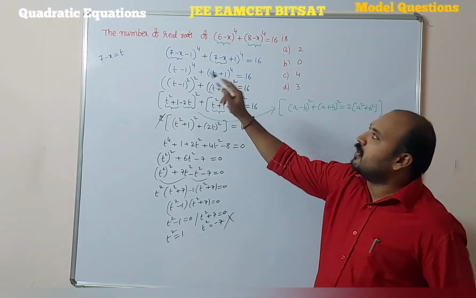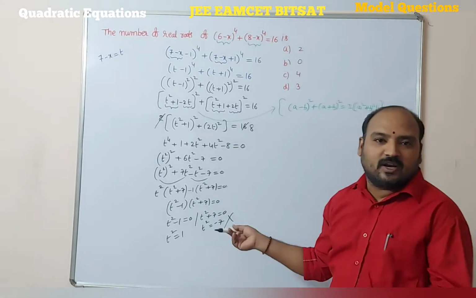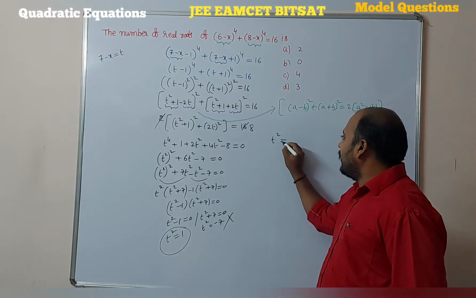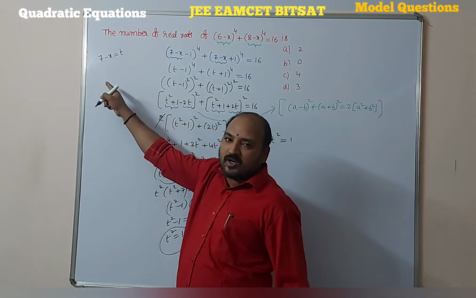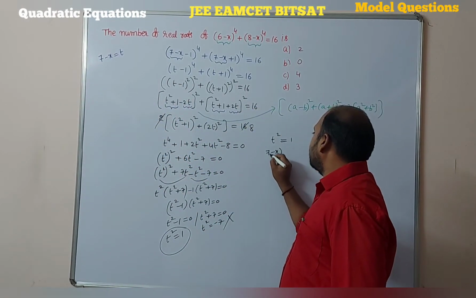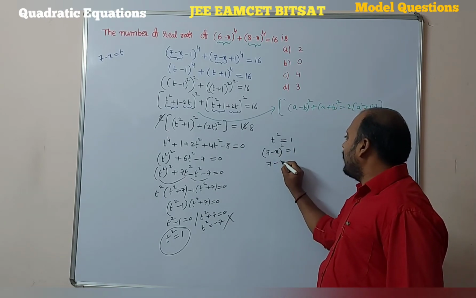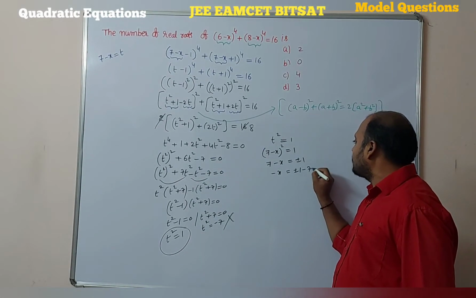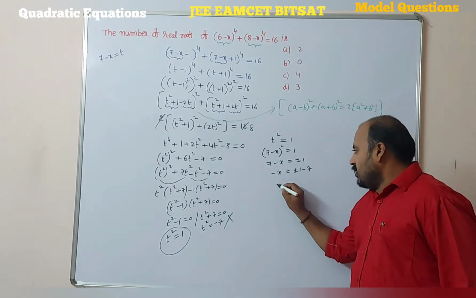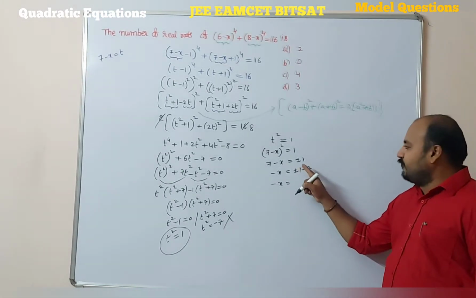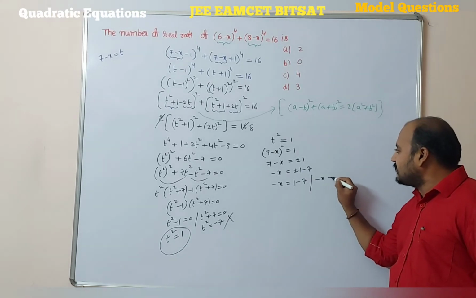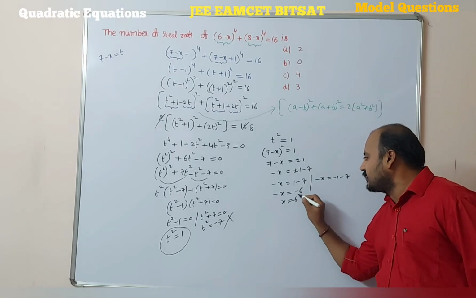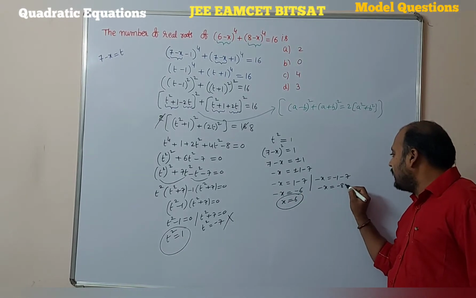So they are asking the number of real roots. We cannot get it. t² equal to minus 7 is not a real root, it won't come. So what are the real possibilities? t² equal to 1. Here t is equal to 7 − x. (7 − x)² is equal to 1. 7 − x is equal to plus or minus 1. So −x is equal to plus or minus 1 minus 7. Taking plus, −x is equal to 1 − 7, and taking minus, −x is equal to −1 − 7. So −x is equal to −6, x is equal to 6. −x is equal to −8, x is equal to 8.